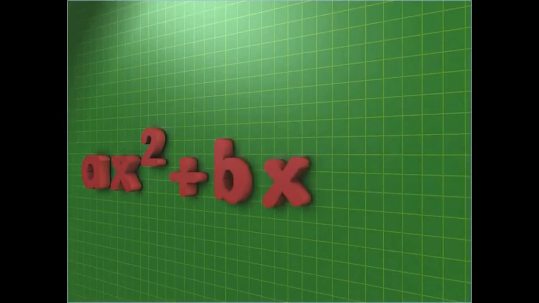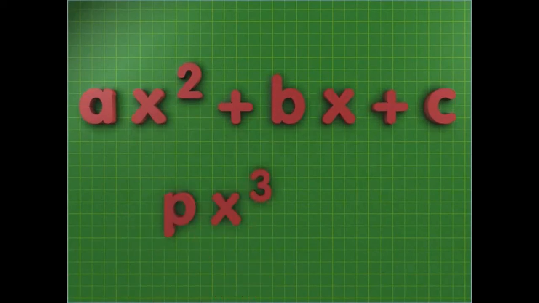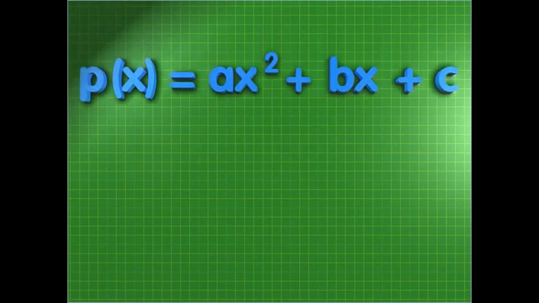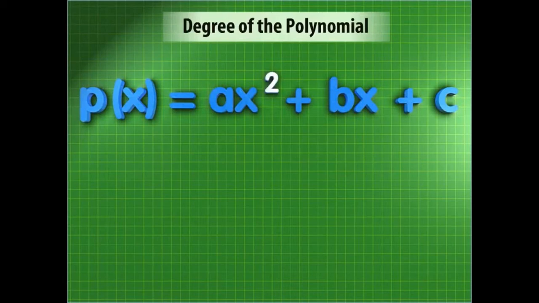Polynomials are the algebraic expressions having the exponents of the variables in whole numbers. A polynomial can have one or more terms. If p(x) is a polynomial in x, then the highest power of variable x in p(x) is called the degree of the polynomial p(x).